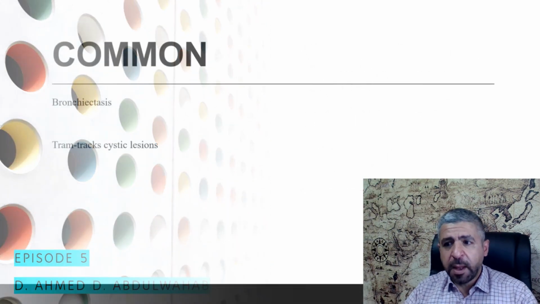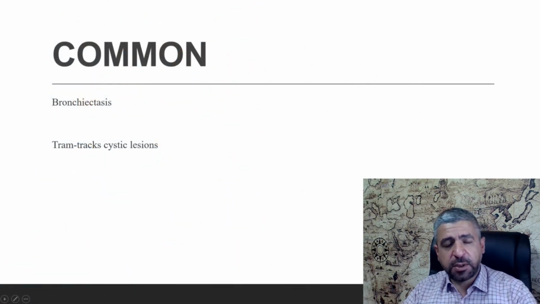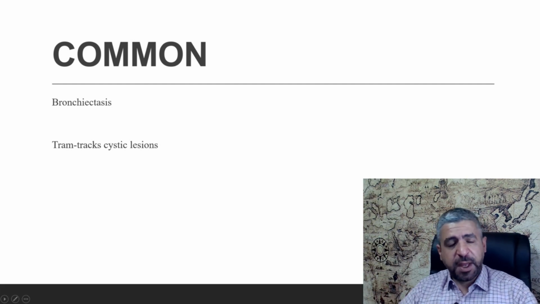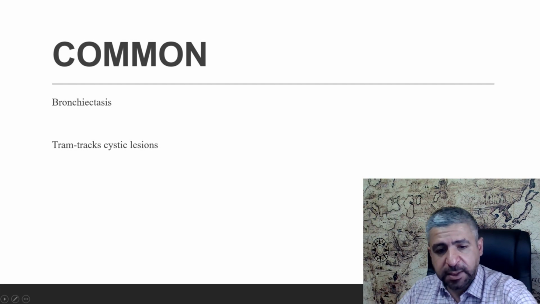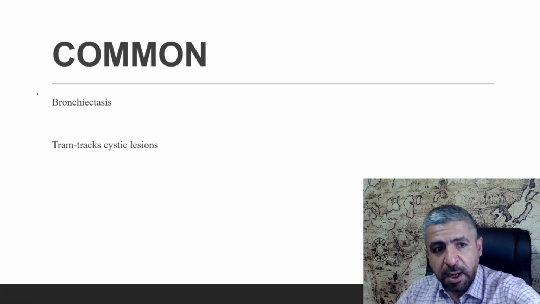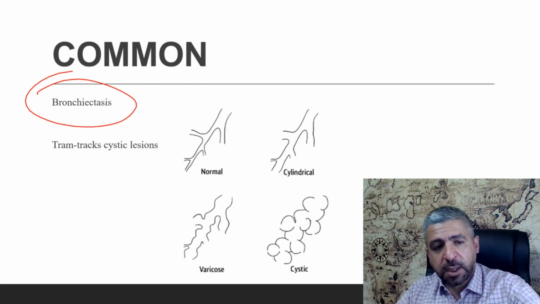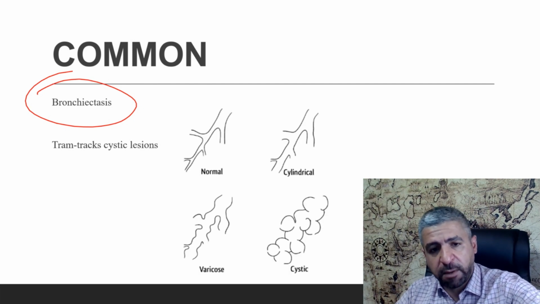First of all, the differential diagnosis, we'll divide them into common causes and uncommon causes. The first of the common causes is bronchiectasis. Bronchiectasis is one of the commonest causes of cystic lung appearance on HRCT. And as all of you know, there are different types of bronchiectasis.